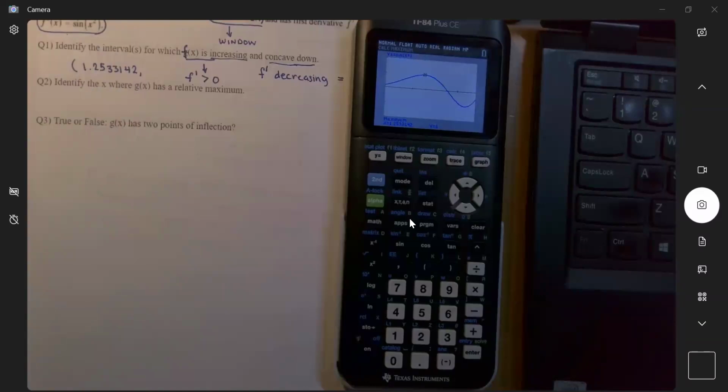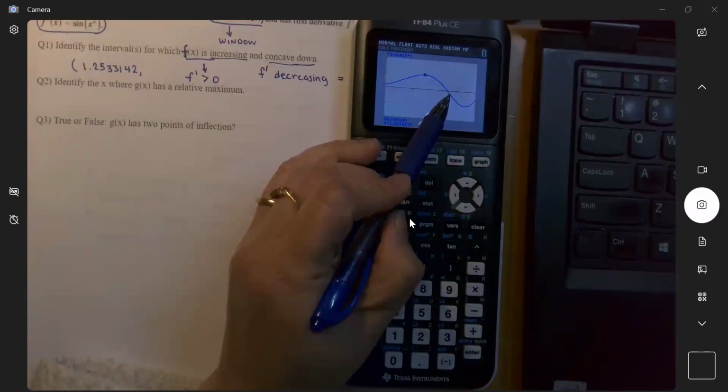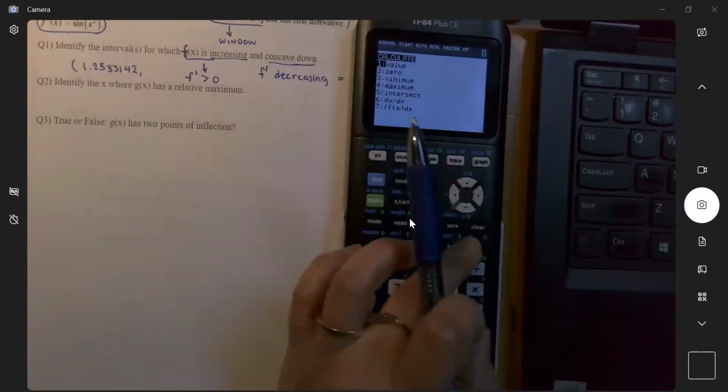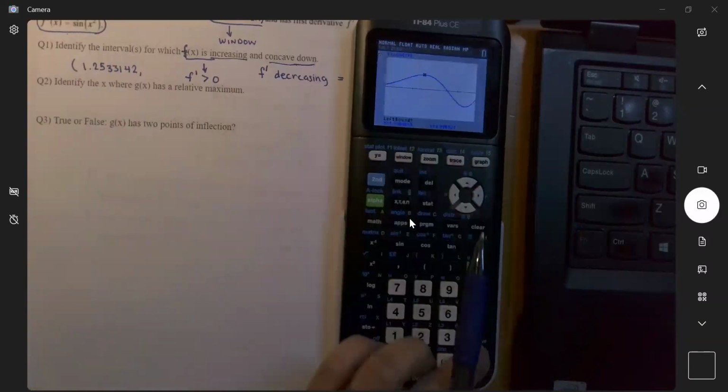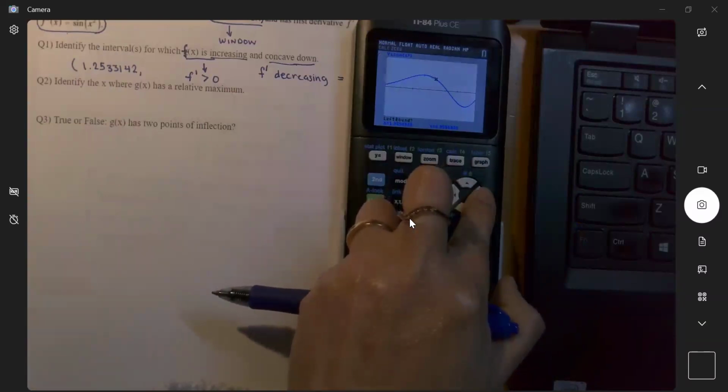My f prime graph starts to decrease. Now, I also want to find this point right here because that is the point where my f function stops increasing. So I'm going to do second trace, zero this time because that is an x-intercept. Go all the way closer to 0.